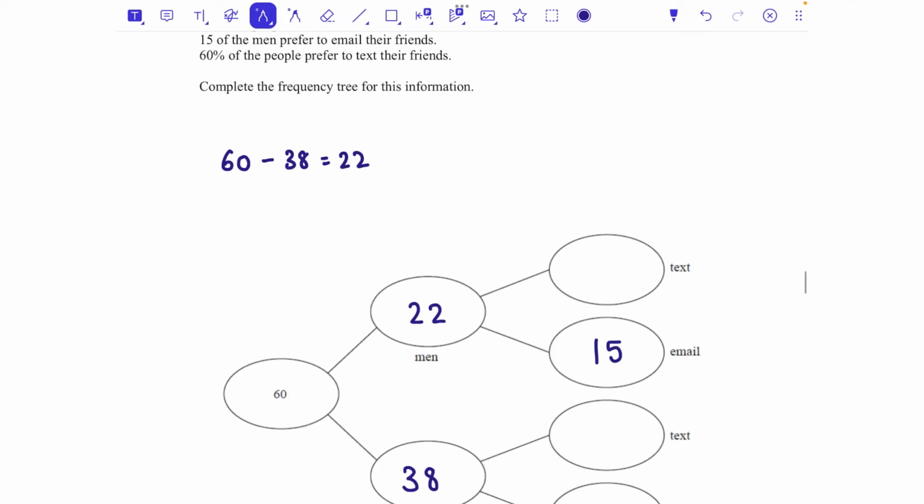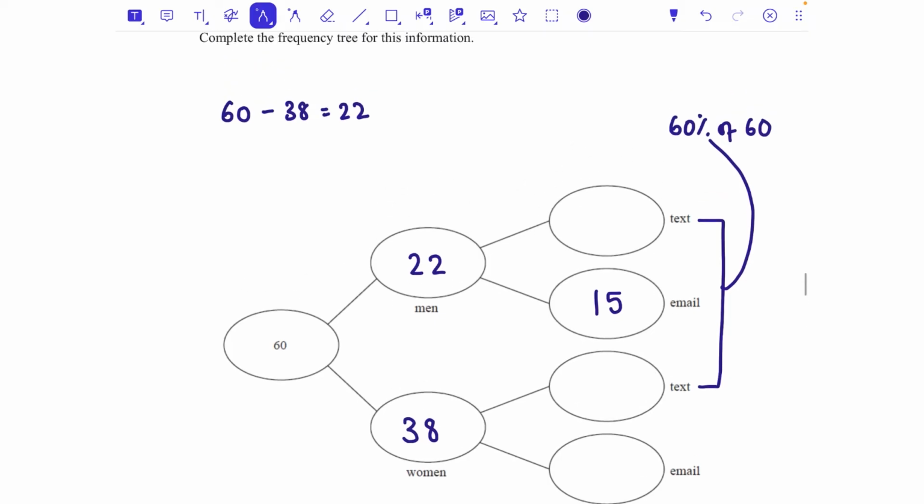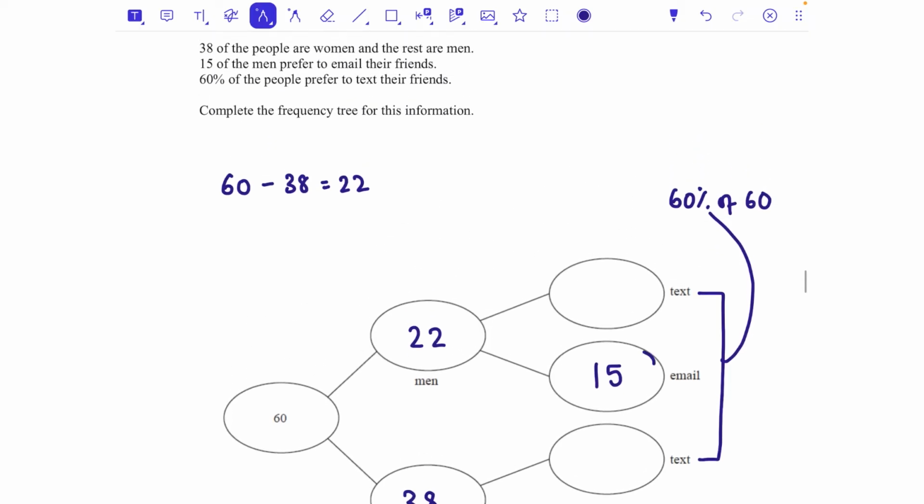And then it says 60% of the people prefer to text their friends. Okay, so we know that texting, these two need to be 60% of the total number of people, which is 60% of 60. Okay, so what can I fill out first? Well, if I know that 15 of the men prefer to email, I know that this one is going to be 7 because both of these add to make 22.